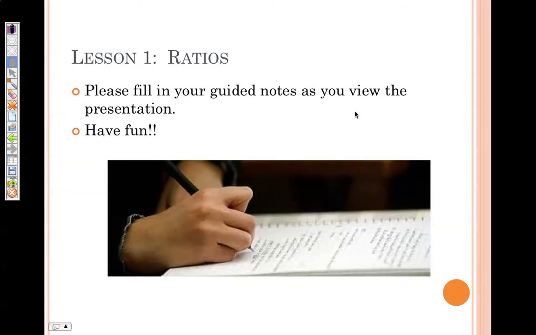Today we're going to begin with Lesson 1 entitled Ratios. Please find your guided notes and make sure that you are paying attention to the video, filling in all blanks and definitions, and also any examples that the teacher is completing on the screen. Anything that is being written on the screen needs to be written in your guided notes as well.